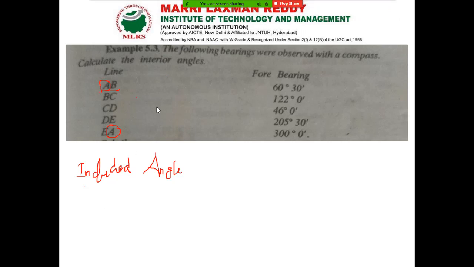What is the formula for included angle? That is back bearing of previous line minus fore bearing of next line. This is the formula we are going to use.